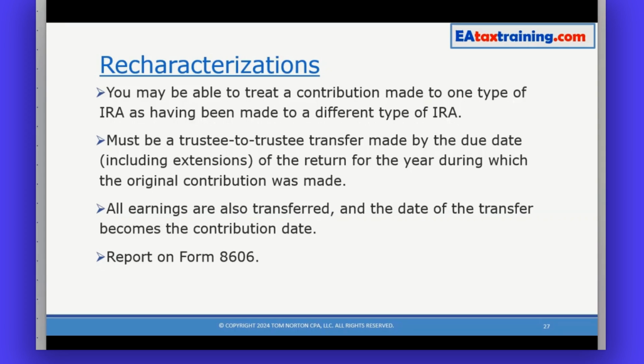So what you do is you go to the trustee, let's say the bank or the mutual fund company, etc., and you say, hey, I want to do a recharacterization. So what they will then do is they will transfer all of your money, all that you contributed, and all the earnings on it, to a new account, which will be a Roth account, and that will then be considered a Roth IRA as of the date of the transfer. And you will report that on Form 8606. So let's look at an example.